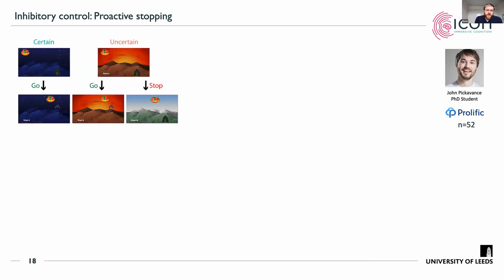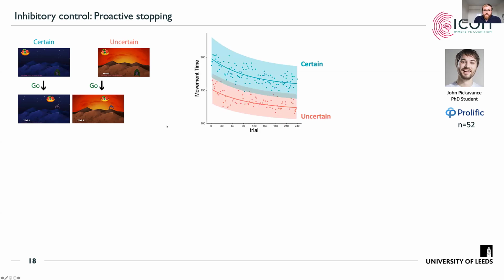However, what we're really interested in here are proactive stopping measures, where you know it's an uncertain trial and you're actually doing something different on these uncertain trials than what you would do on the certain trials. And we have a few different measures of this. Importantly, we're only looking at trials where you actually made a movement, but we're comparing uncertain trials where you moved to certain trials where you moved.